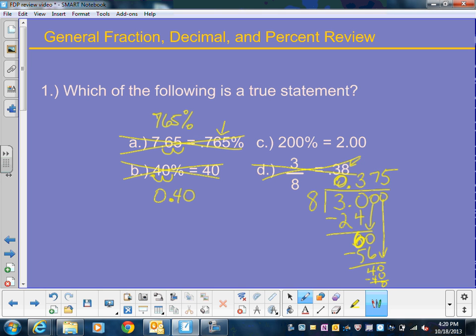For completion's sake, let's check answer choice C. Applying what we know about conversions between percents and decimals, once again, we know that we need to move the decimal 2 spots to the left to convert to a decimal, leaving us with 2.00. This statement is true. That's what we were looking for. That means this answer choice is correct.